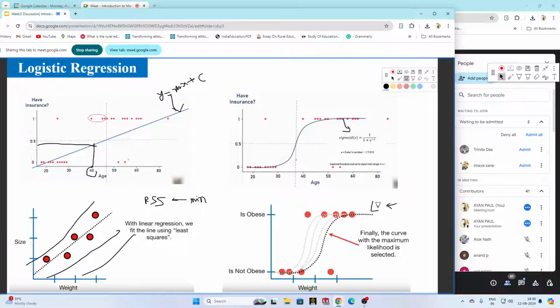our likelihood should be maximum. RSS should be minimum in the case of linear regression, but here likelihood should be maximum to fit the curve. So this is the best curve. Why is this the best curve? Because it has the maximum likelihood value. Okay, so the likelihood should be maximum if we want to fit an S-shaped curve or sigmoid curve in the case of logistic regression. Okay, so is this clear?